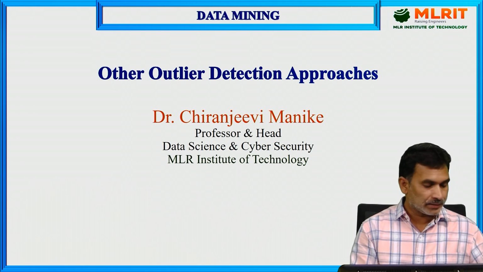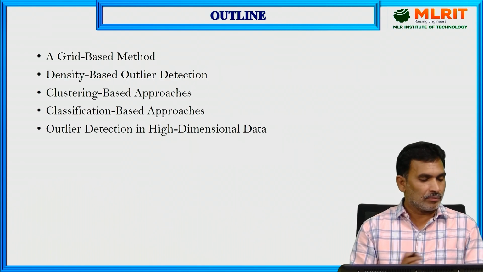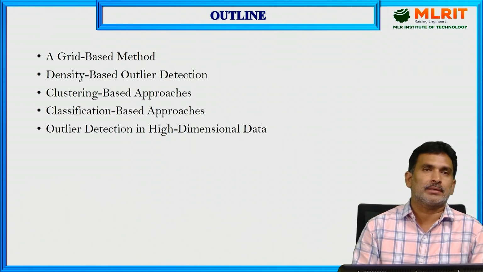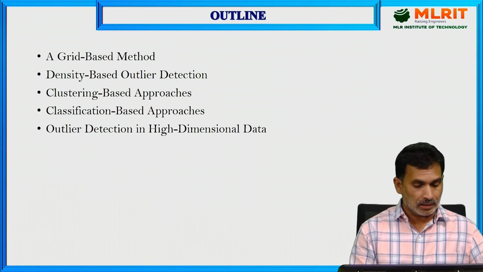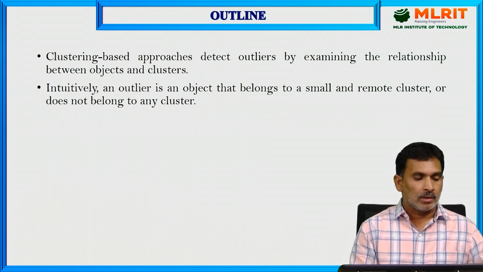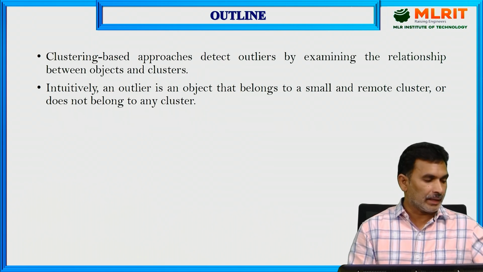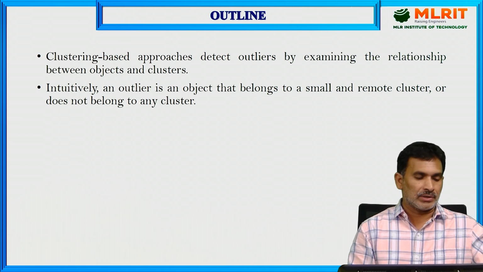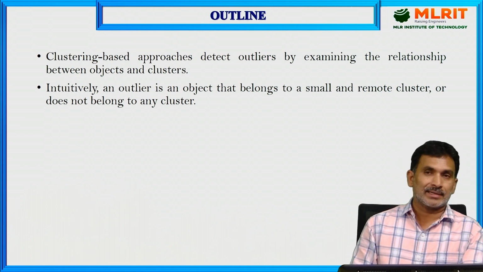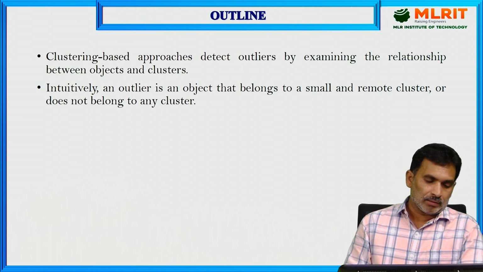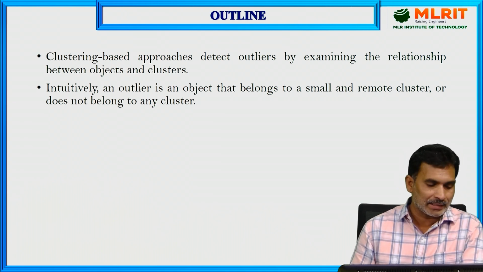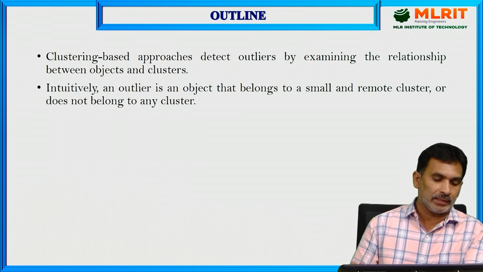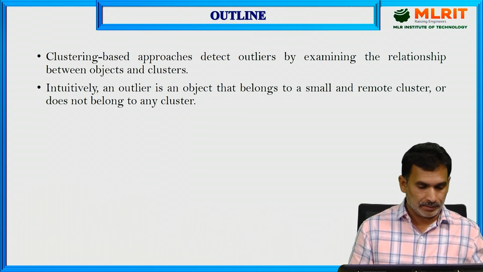In this lecture we are going to discuss a few other outlier detection approaches. So we'll cover concepts like the grid-based method, density-based outlier detection, clustering-based approaches, classification, and outlier detection in high-dimensional data also. Clustering-based approaches detect the outliers by examining the relationship between the objects and the clusters. Intuitively, an outlier is an object that belongs to a small or remote cluster, or does not belong to any cluster, and that would be treated as an outlier.